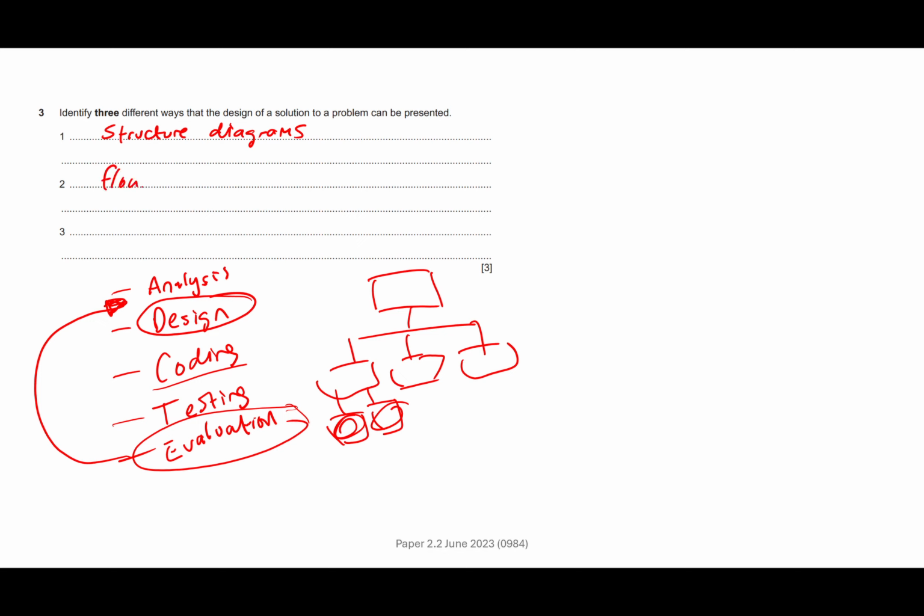We also have flowcharts. So flowcharts are where we use those standard symbols to represent input and output and decisions. Again, you'll have done those. And then pseudocode, which is a design language, doesn't run or compile, but you can write some pseudocode, give it to a programmer, and then they could turn that into whatever their chosen language is.